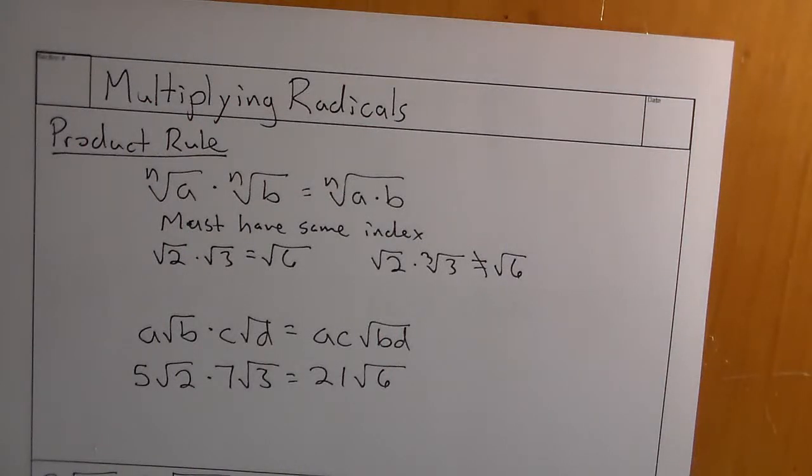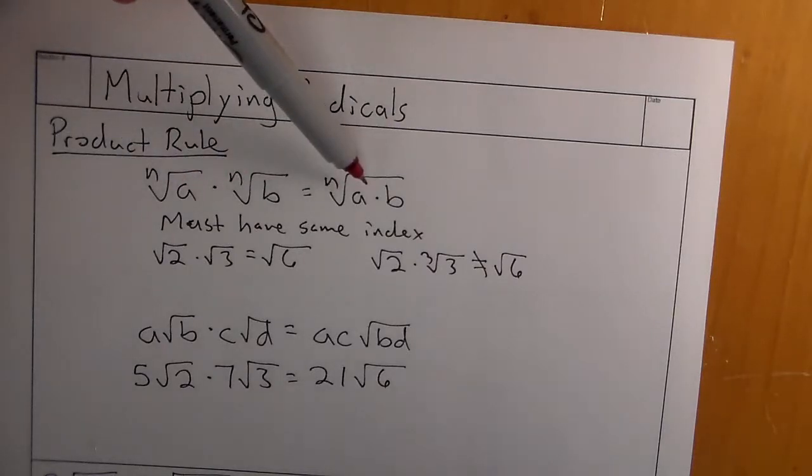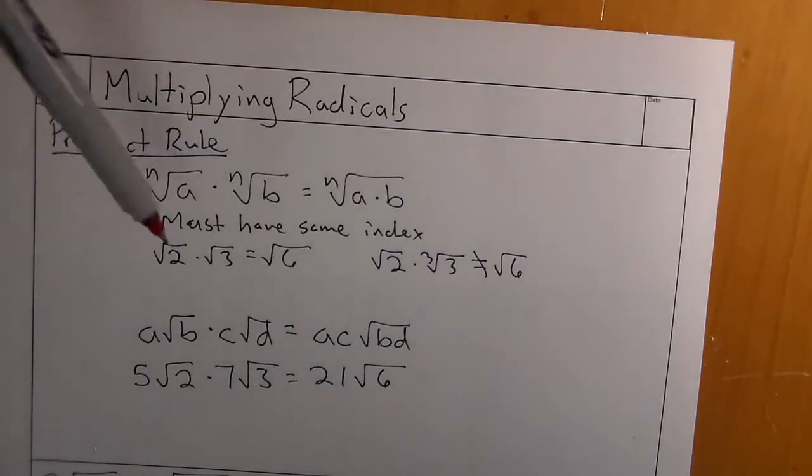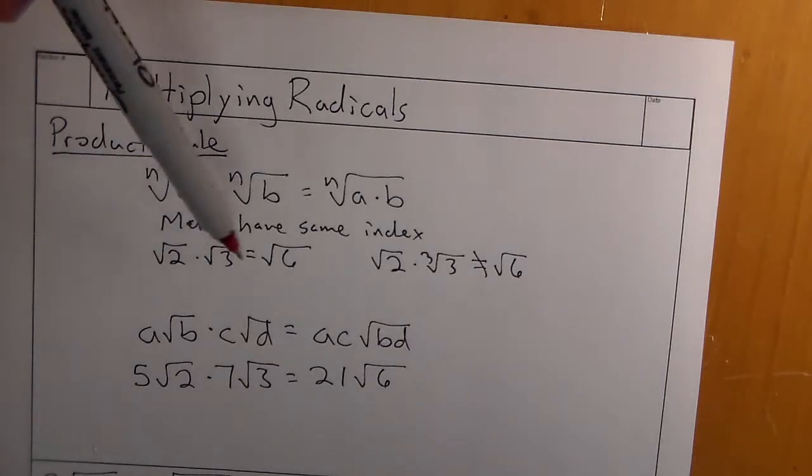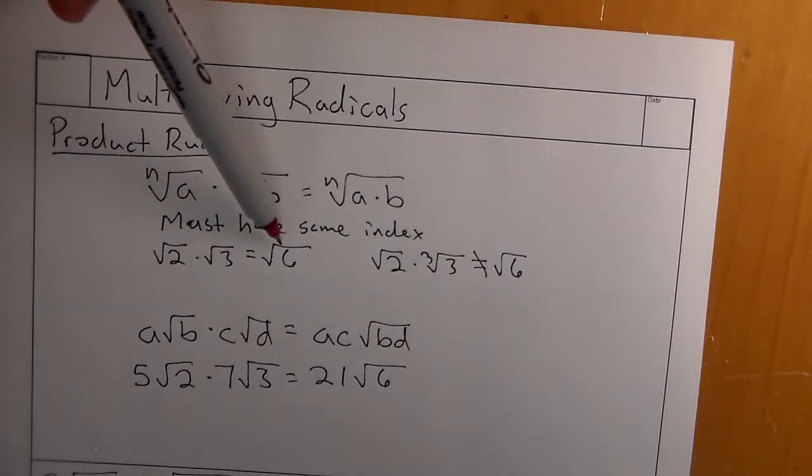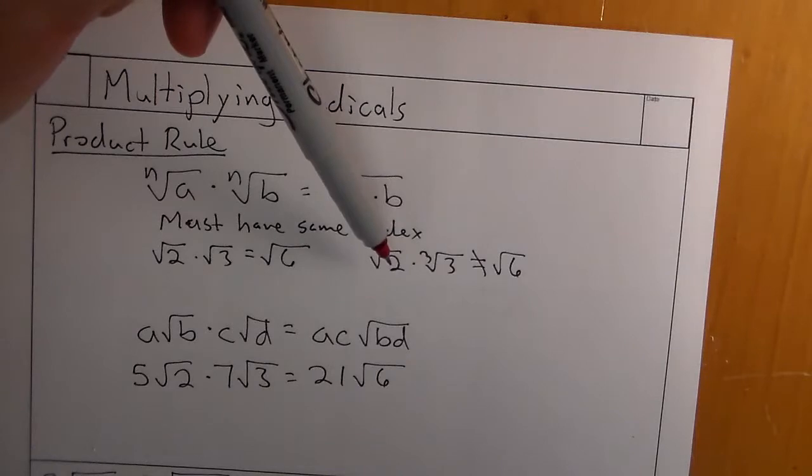For multiplying radicals, we start with a product rule that we use for radicals. So assuming they have the same index, both square root, both cube root, we can take a product or multiplying two separate radicals and put them within one radical. So something like the square root of 2 times the square root of 3, we make into the square root of 6. Now, be careful, they again have to have the same index.